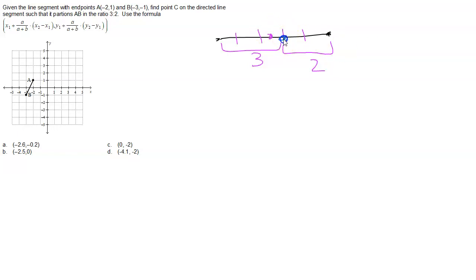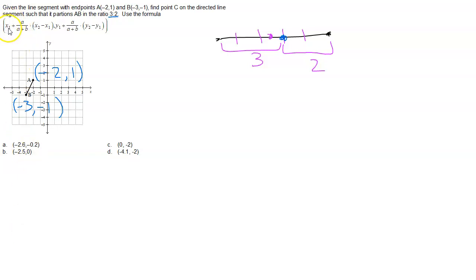It would be around here-ish on the line I've drawn, but how do we find it when we're given a directed line segment in the coordinate plane, and we want to partition it to that specific ratio? The questions will give you the endpoints. It'll tell you what A is and what B is. So A is (-2, 1) and B is (-3, -1). Then it will say to find C so that it's partitioned in this given ratio, and the formula itself will be included. It's a pretty long formula with a lot to plug in, but once you plug it in, we just need to simplify.